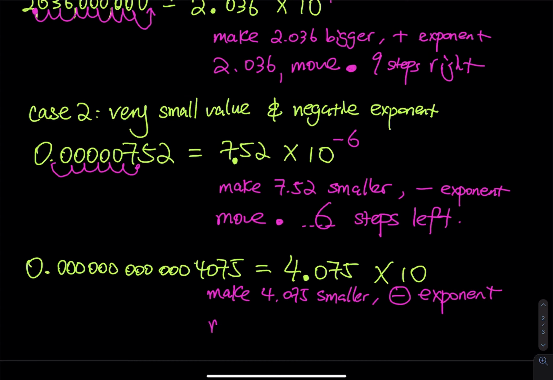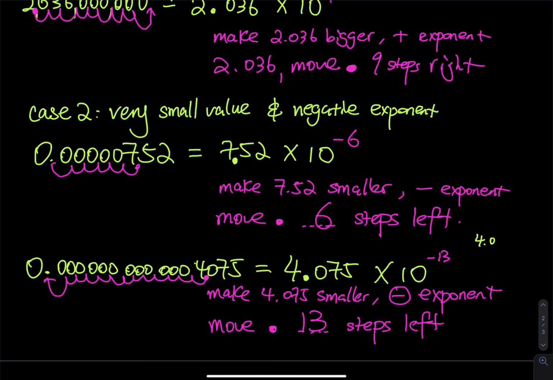So how many steps do you have to move? You have to move the decimal point some steps left. How many? Starting at this point, 1, 2, 3, 4, 5, 6, 7, 8, 9, 10, 11, 12, 13. You have to make 13 steps left. So this will be a negative 13. This one, the 4.075, I keep 3 decimal places. So for the mantissa, you can either do 4.08 or you can do 4.1 times 10 to the negative 13. So either you keep 2 decimal places or 1 decimal place. I am used to 2 decimal places because I have been using this for a long time.